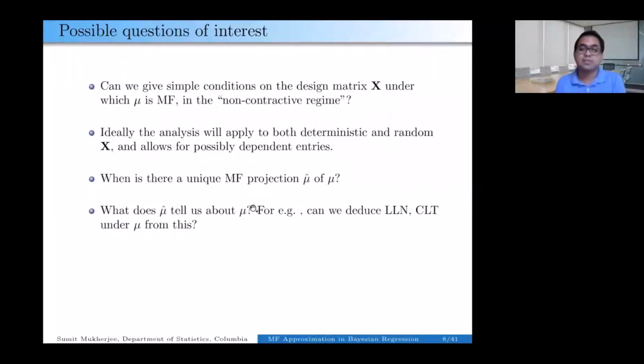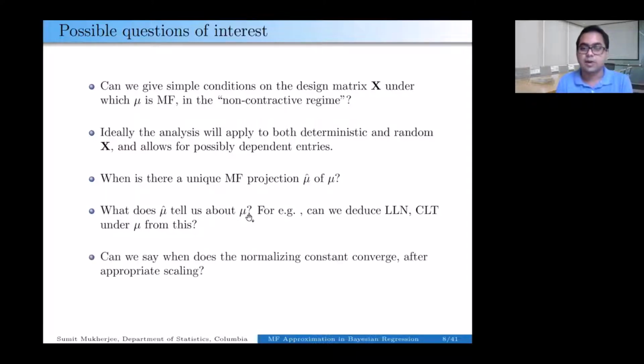For example, can we deduce a law of large numbers under the true posterior by studying the corresponding problem under mu hat? We can do law of large numbers and CLTs and a lot of things under mu hat, because mu hat is a product distribution. Mu is not. So can we sort of transfer results back and forth? And these are, of course, questions at this point. We'll try to answer some of them, but not all of them in this talk.